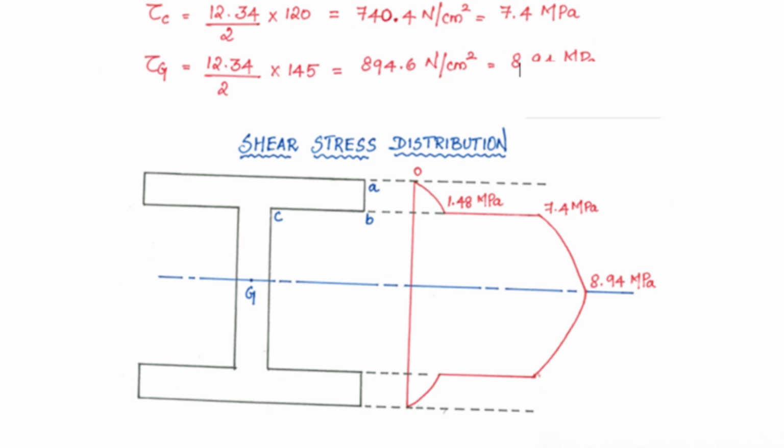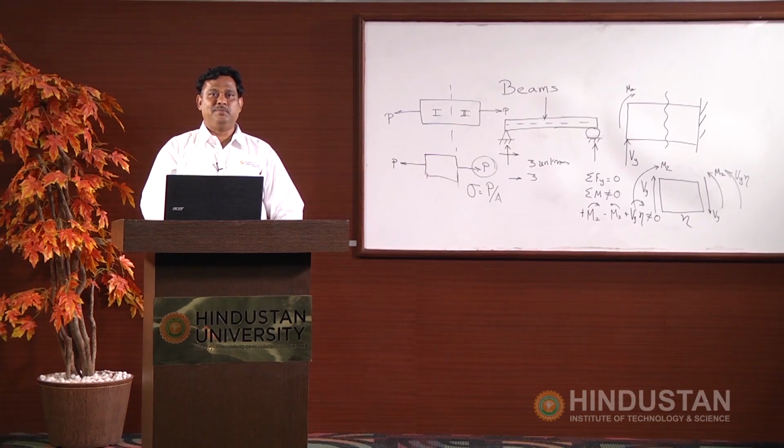And at the centroid, the shear stress is maximum, around 8.94 MPa, and this diagram represents how the shear stress is plotted with respect to the neutral axis. It varies parabolically. At the centroidal point, it is maximum. So, we completed the bending stress and shear stress expressions. And in the next class, we will see how to derive the bending stress expression for unsymmetrical sections. Thank you.